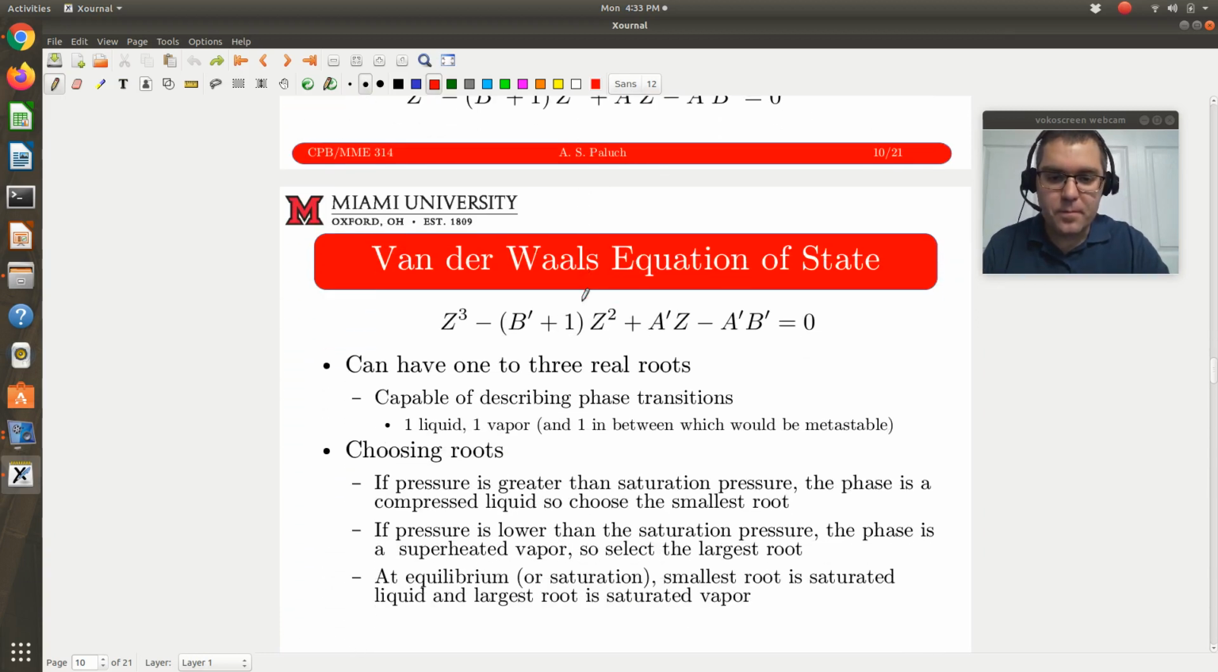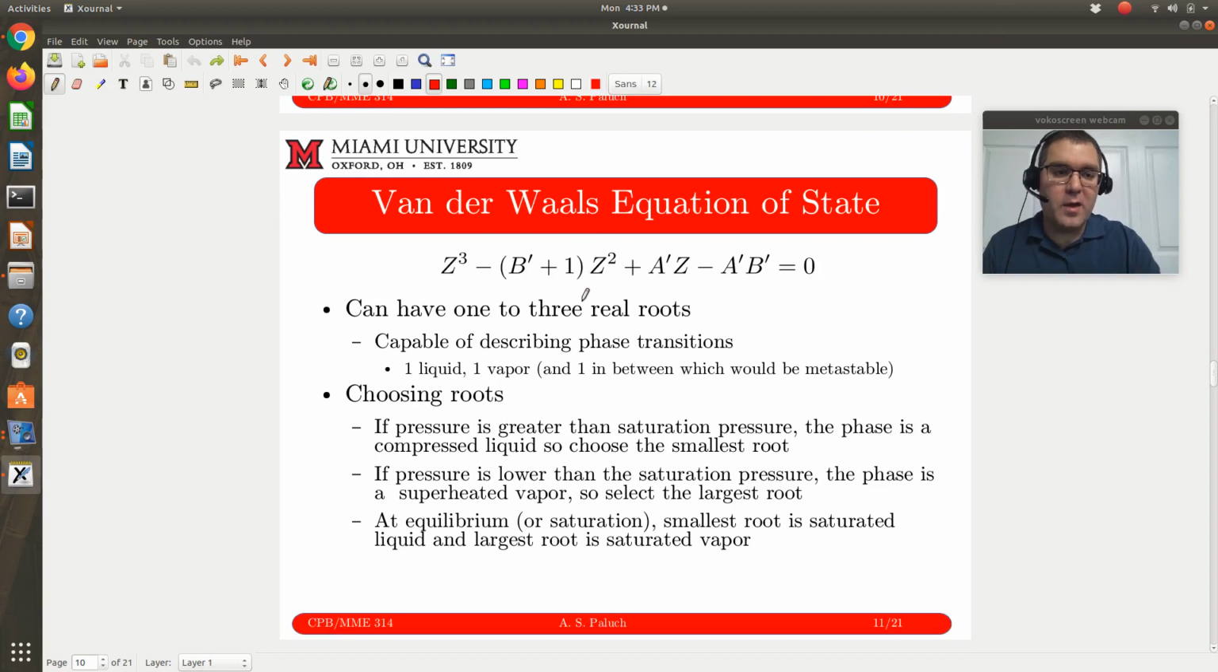Cool. Okay, so our cubic equation of state is cubic in z. And so what that tells us is that we can have up to 3 real roots. The real significance of that is I can simultaneously model both my vapor and liquid phase. So if I have a system at vapor-liquid coexistence, I can simultaneously model both the liquid and vapor at coexistence.